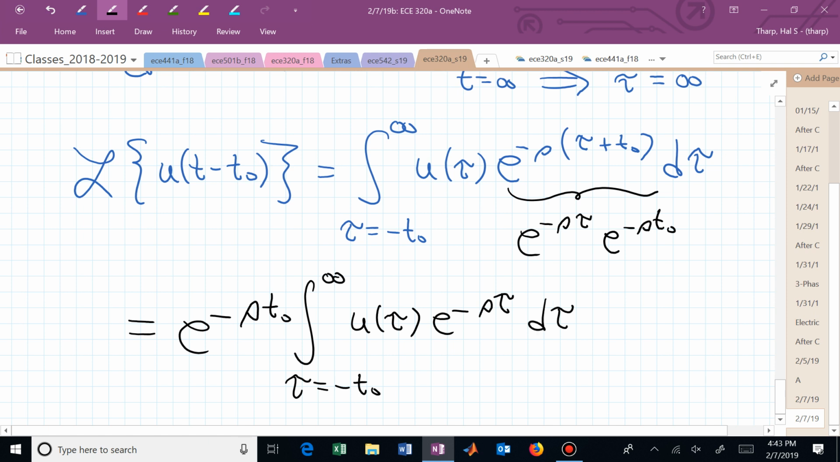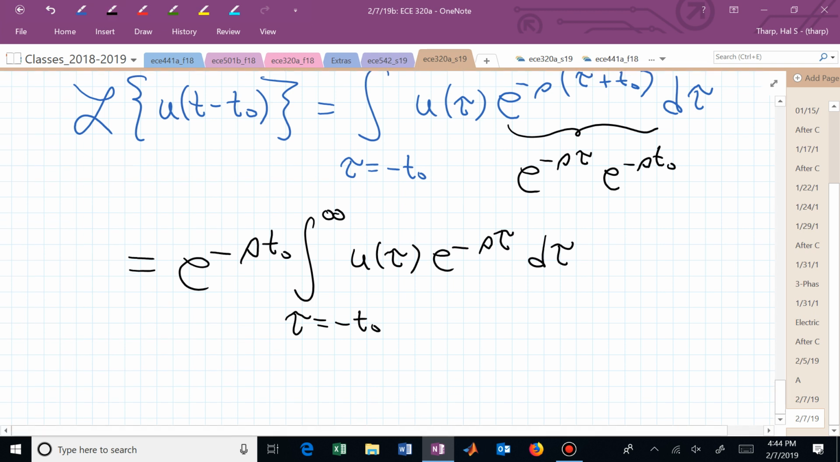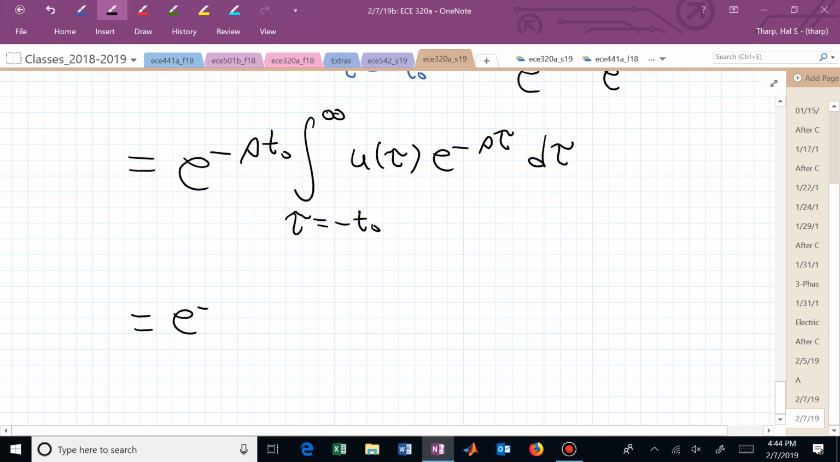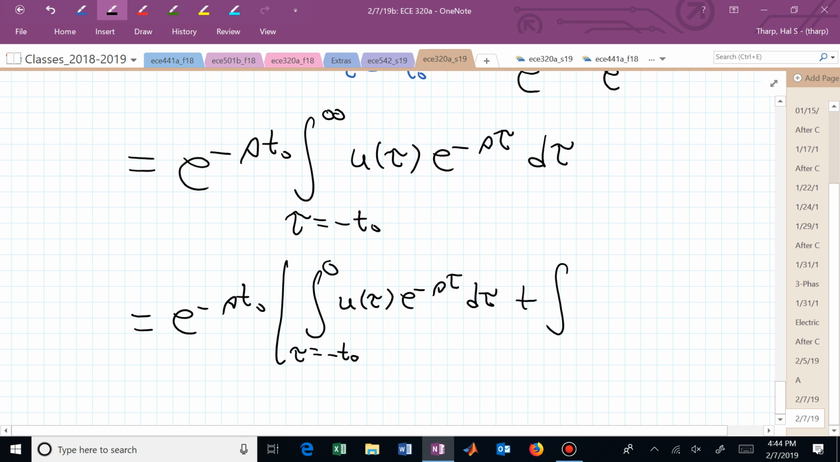Boy, that argument's looking really good because we just integrated something like that, but boy, those limits look a little different, don't they? We did have it from 0 to infinity. Now we have it from minus t sub 0 to infinity. But the integration operation is linear. We can just separate it into two integrals. Let's do that. So now we can say that this is the same as e to the minus s t naught times the integral from tau equal minus t naught up to 0 of u of tau e to the minus s tau d tau, plus the integral from 0 to infinity, this is with tau, of u of tau e to the minus s tau d tau.